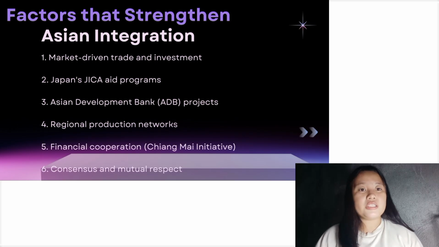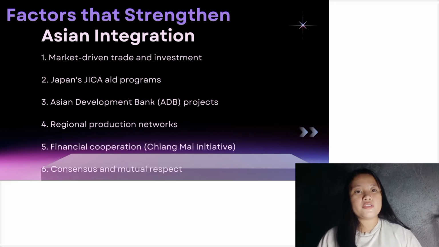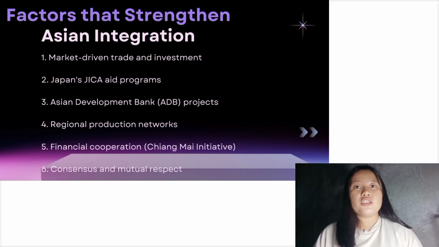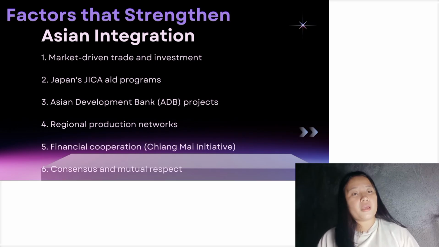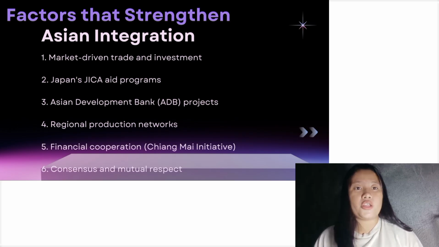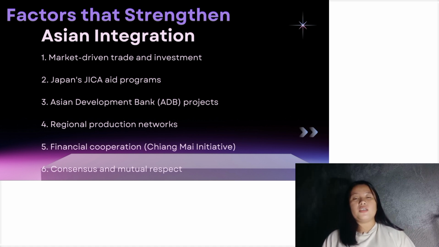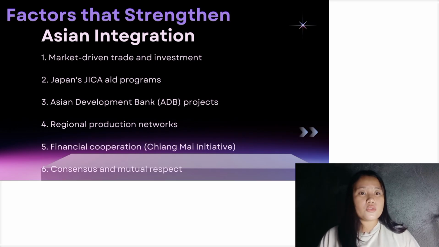Here are the factors strengthening Asian integration. First, the market-driven trade and investment. Asian countries trade and invest with each other to make their economies grow and become more connected. The second factor is Japan's JICA aid program. Japan gives aid to other Asian countries through JICA. This aid builds things like roads and improves skills, helping these countries join the Asian economy.